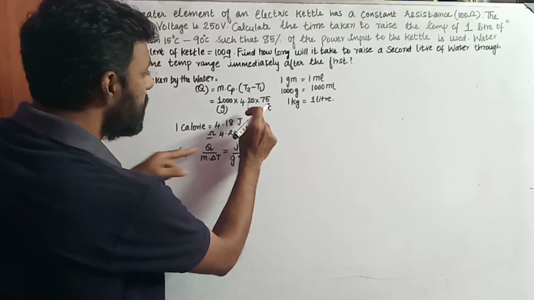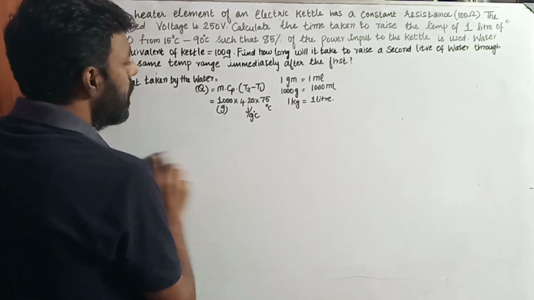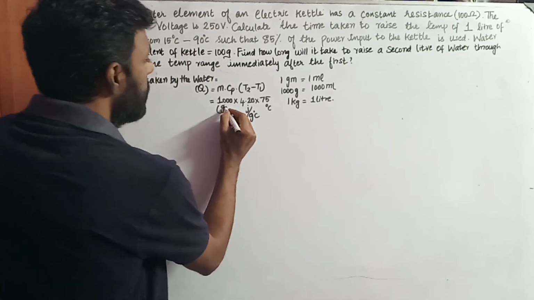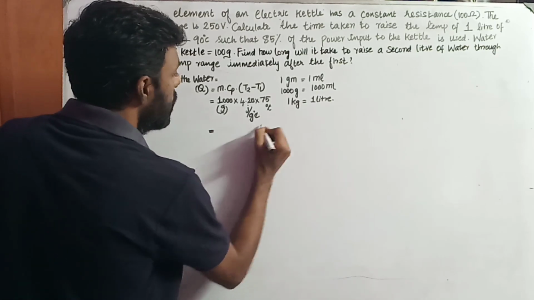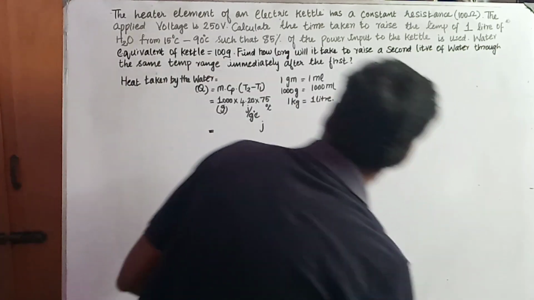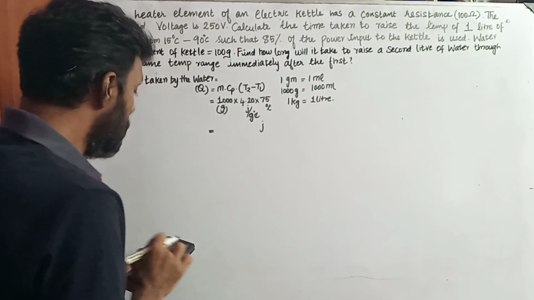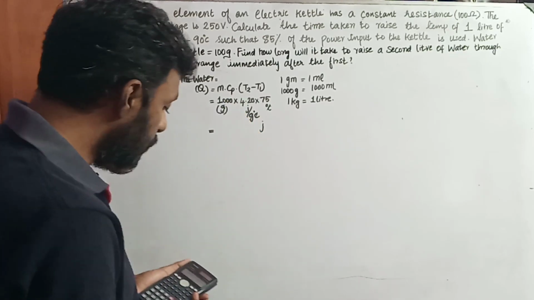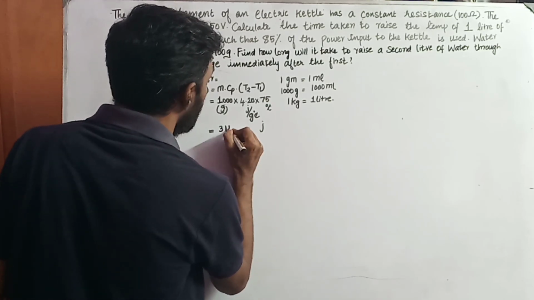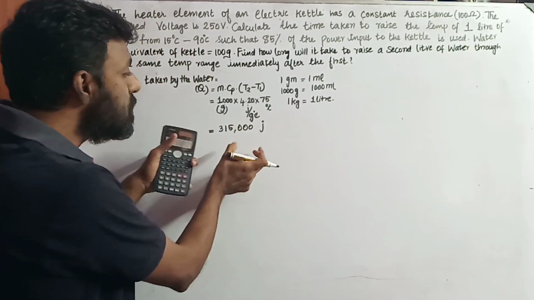So I'm going to substitute this unit here. Joules per gram into degree Celsius. So now I'll be getting joules here, gram and gram will cancel, degree Celsius will cancel. So I'll be left with joules. So the value of this is 4.20 into 1000 into 75. So it will be 315,000. This much of joules has been taken by the water.